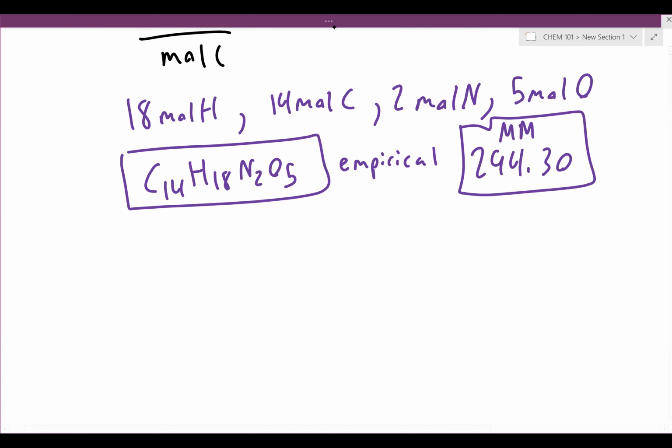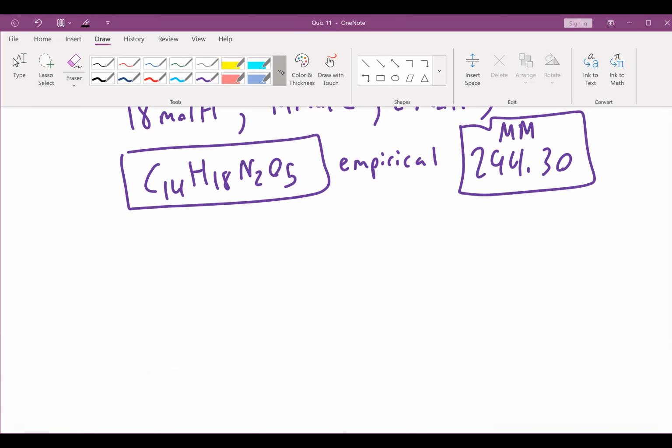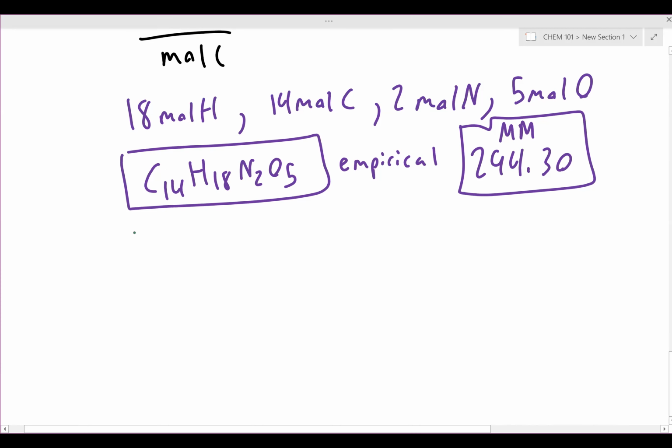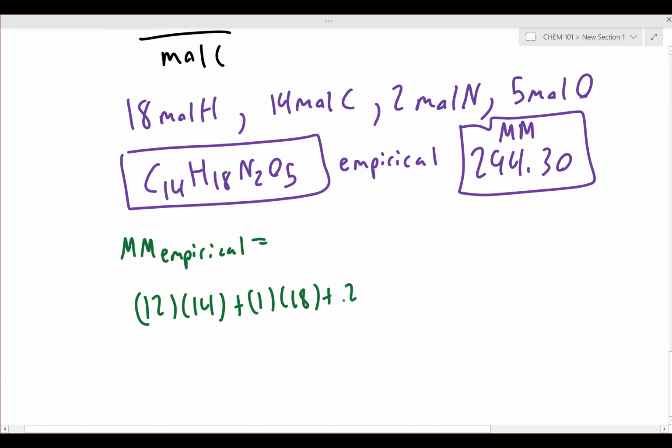Okay, now, in order to convert from the empirical to the molecular formula, we're going to look at our calculated formula, and we're going to determine the molar mass of our empirical subunit. So we're going to add up the mass of each of our component elements. So we have 12 times 14 plus 1 times 18 plus 2 times 14, and then 5 times 16.